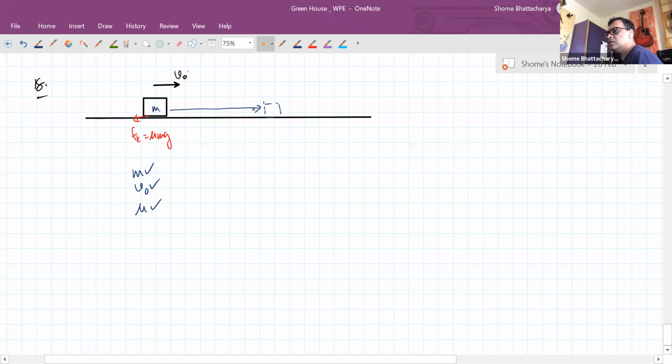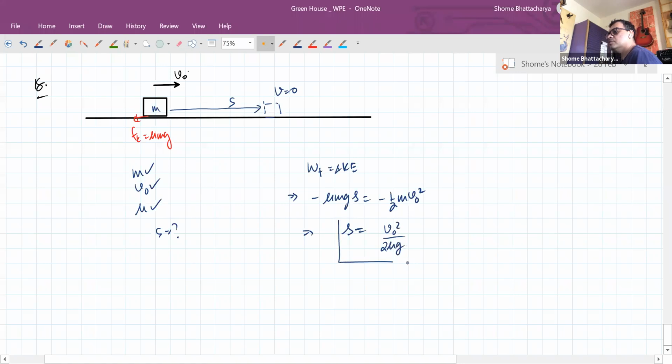So this displacement will be when speed becomes zero. Just use this, that work done by friction will be change in kinetic energy. So work done by friction will be minus mu mg s. That will be equal to minus half m v naught square. So this displacement you can see from here will become v naught square by 2 mu g. Which incidentally you can also get using kinematics, because you know it has a deceleration of mu g.